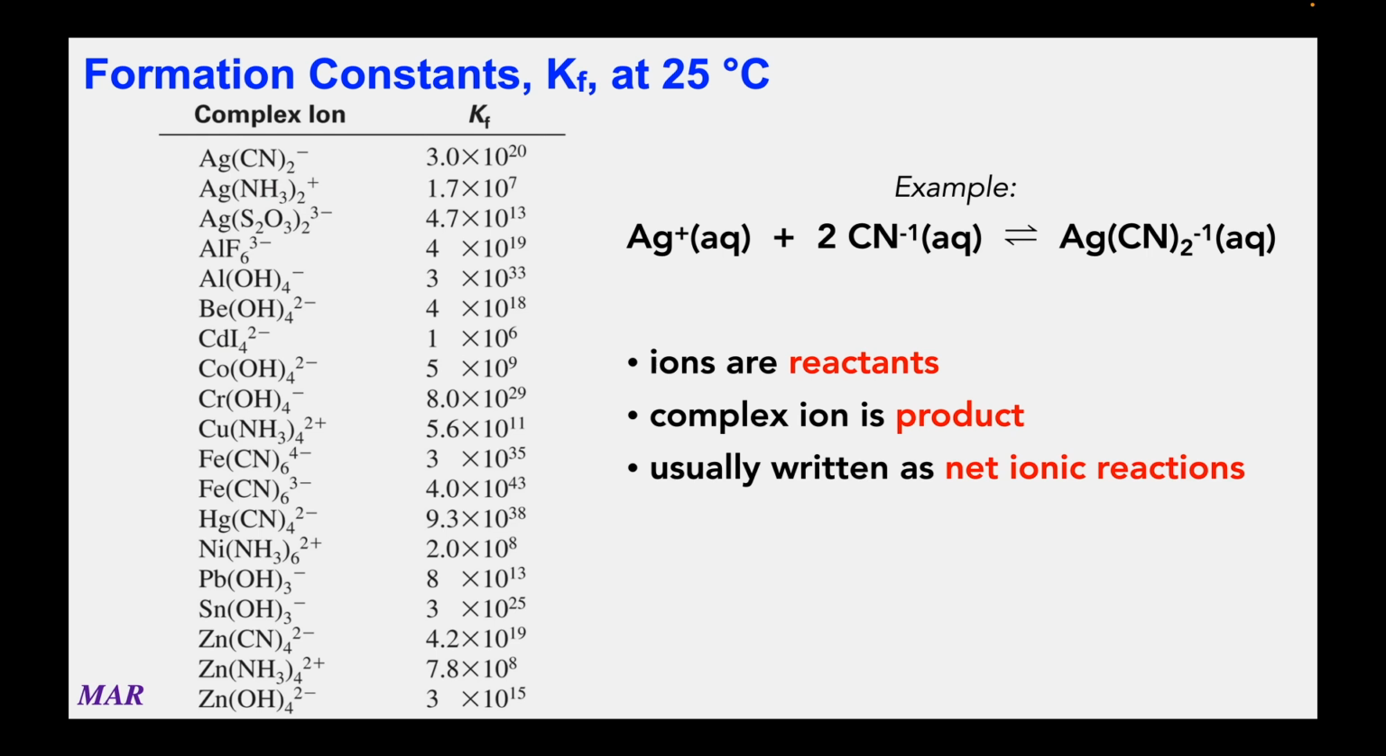These are all numbers greater than 1, and you can see some of them are quite a bit greater than 1. All of these, to write the expression, the ions that go into it will be the reactants, and the complex ion will be the product. And these are usually written as net ionic reactions. Like, you're not seeing the counter ions. For example, in the Ag(CN)2 minus, the silver plus would probably be like silver nitrate, and I would guess the cyanide would probably be a sodium cyanide. But you're not seeing the nitrate or the sodiums. They're spectators and honestly pretty boring to chemists. So that's why they're not usually shown in these kinds of contexts.